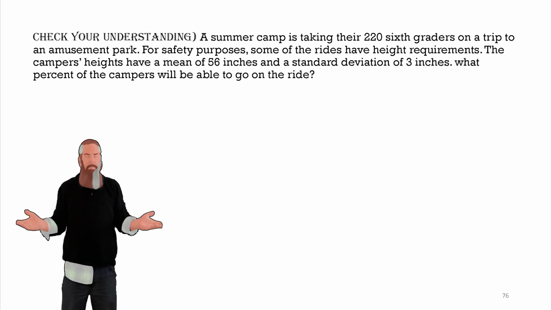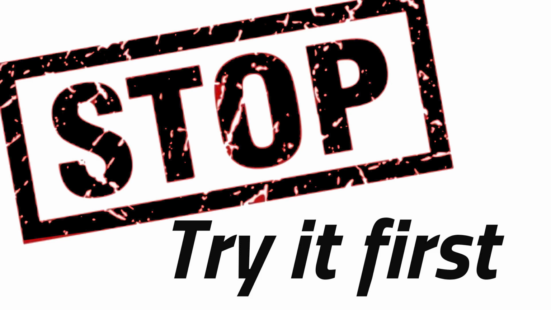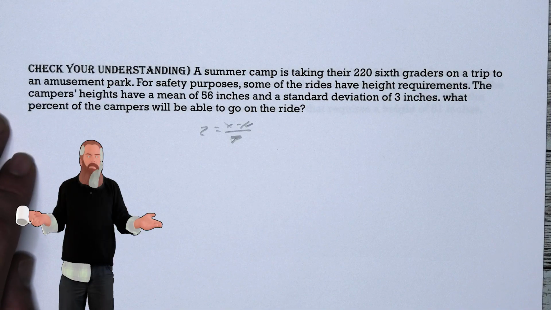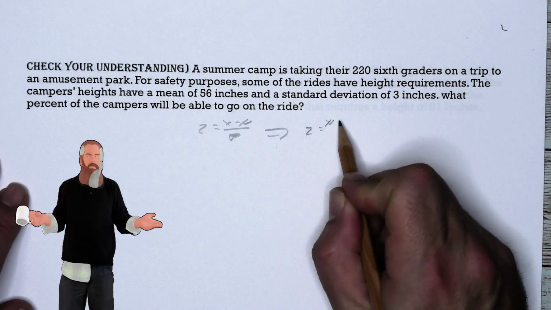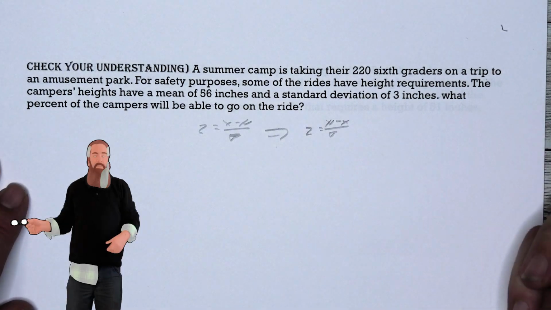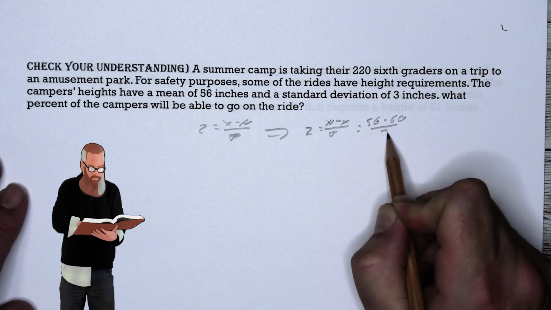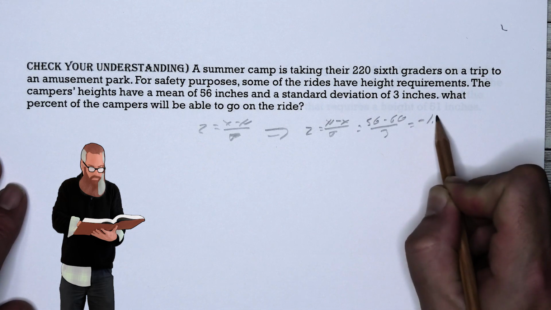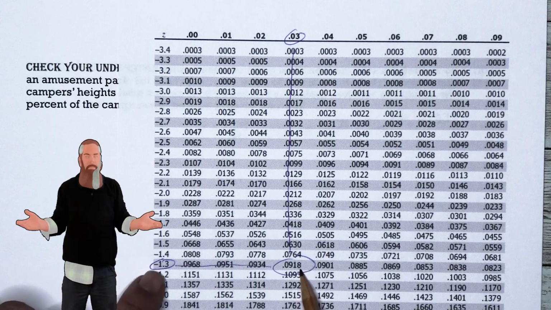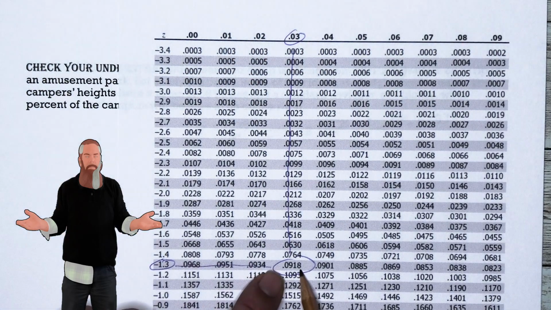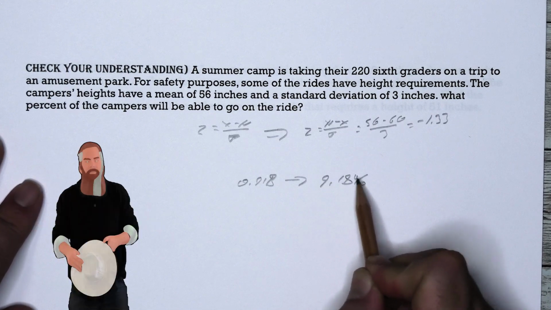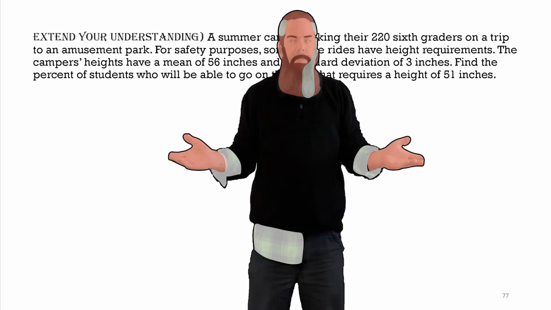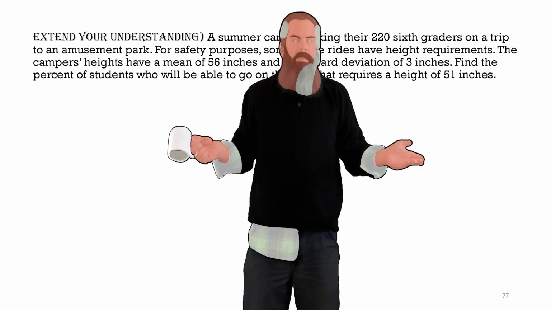If another ride requires riders to be 60 inches tall, what percentage of campers will be able to go on the ride? Now that z equals x minus mu over sigma, that's for everything underneath it. What we're looking at is what's going on above it. So now we're going to use mu minus x over sigma, or 56 minus 60 divided by 3, giving us a negative 1.33. On the table, negative 1.33 intersects at 0.918. Now 0.918 is 9.18%.